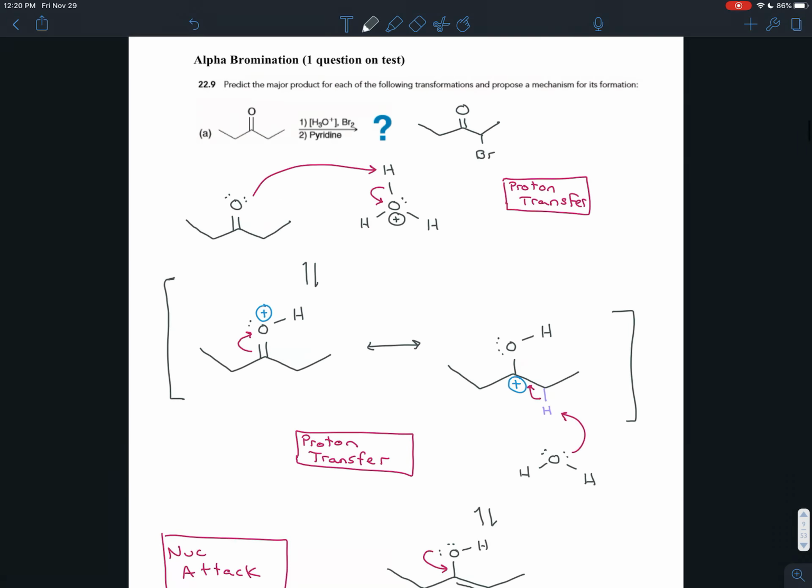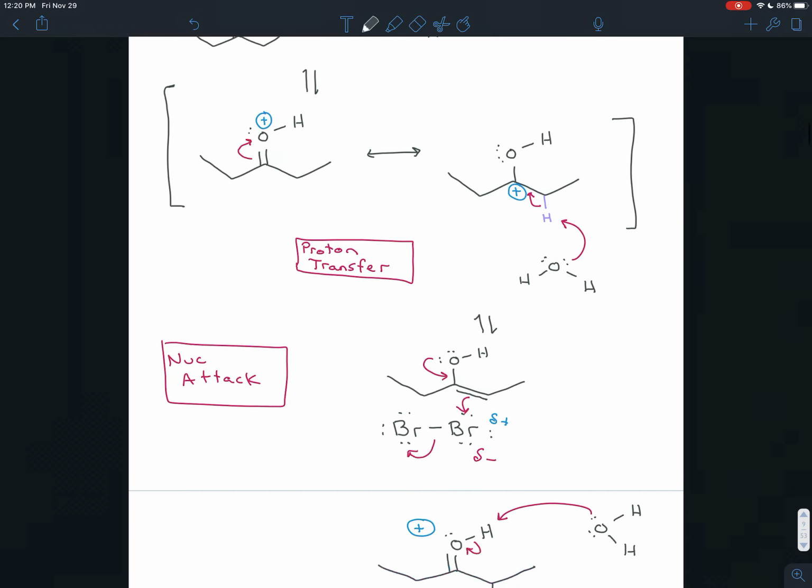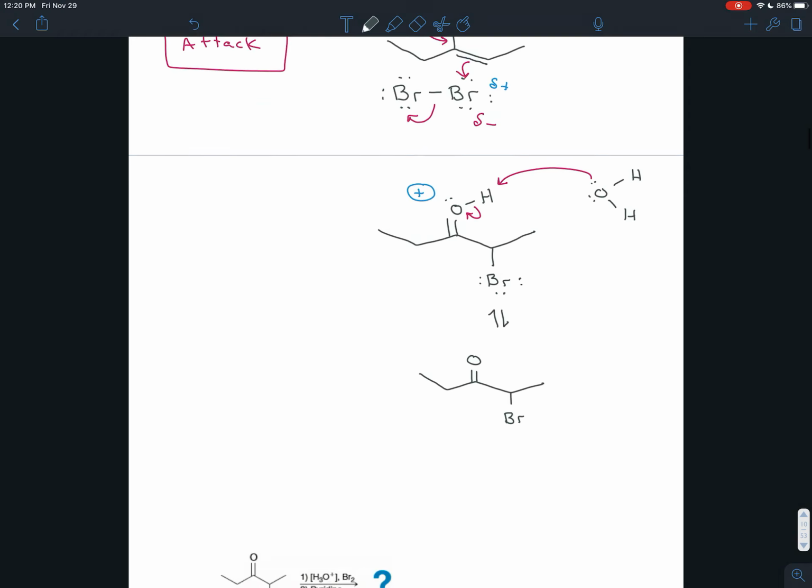The second step has pyridine, and pyridine is a base. Pyridine is sort of like benzene, but with a nitrogen as one of the 6 atoms. So you have alternating single and double bonds, it's aromatic. There's a lone pair, though, on the nitrogen that is not involved in aromaticity.